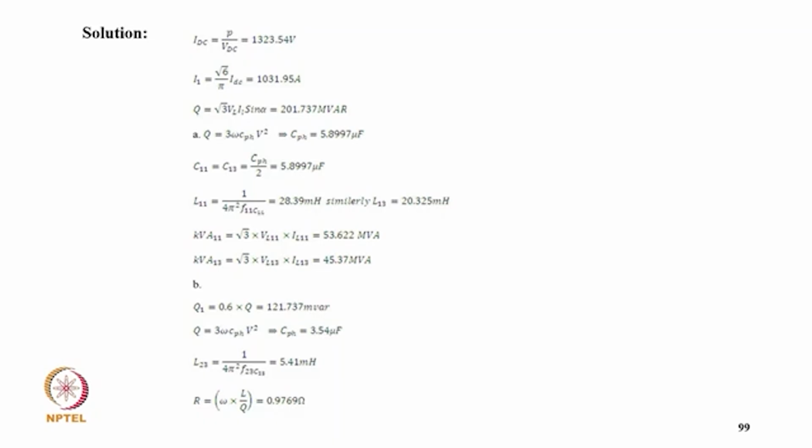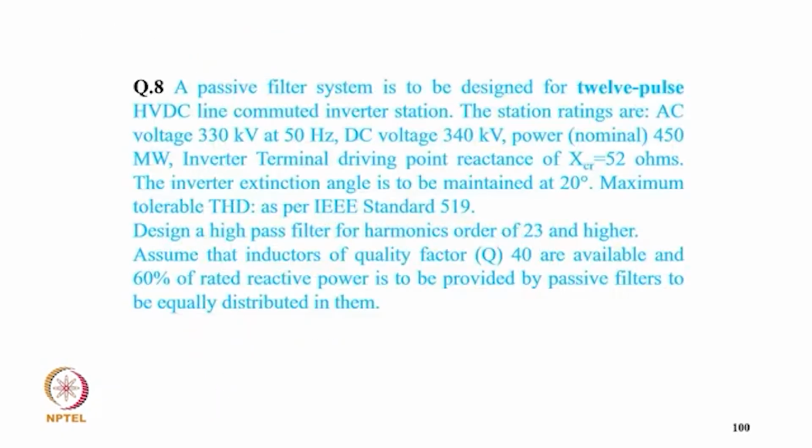at 11th harmonic root 3 VLL IL11, that comes 53.62 MVA, and at 13th root 3 VL into IL13, that comes 45.37 MVA. For part B, Q1 equal to 0.6 into Q, that's 127.73 MVA, and Q is 3 omega CPH V square, so CPH comes 3.54, and L23 is 1 upon 4 pi square F23 square C, that comes 5.141 millihenry, and R equal to omega L upon Q, that comes 0.9769 ohm.